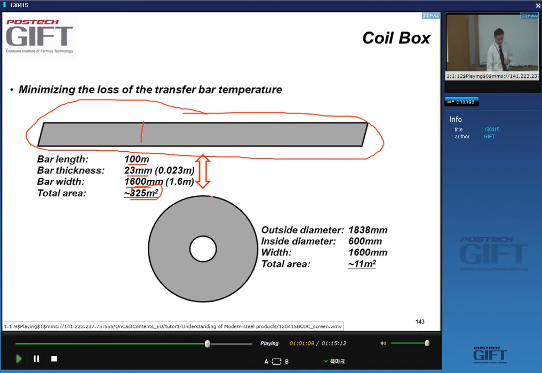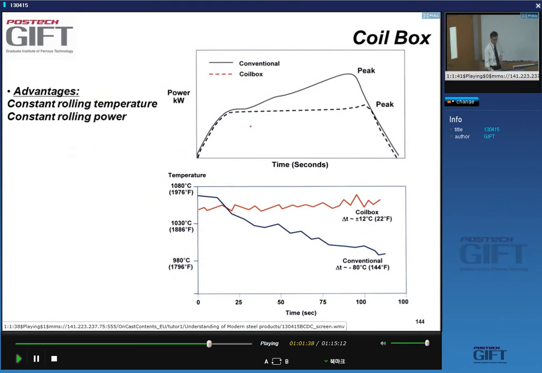If I now would coil this up into a coil, with an outer diameter of about 1800 and an inside diameter, this here, of 600, the width, of course, doesn't change, then the total surface area has become 11 square meters. So the amount of heat radiation, heat loss, is minimized, yes? And as a consequence, you can have constant rolling temperatures and constant rolling power, because the temperature of the strip doesn't change as you roll it. For instance, the power needed to roll a conventional material will, as you roll it, increase, because at the start your material is warmer than at the end, right?